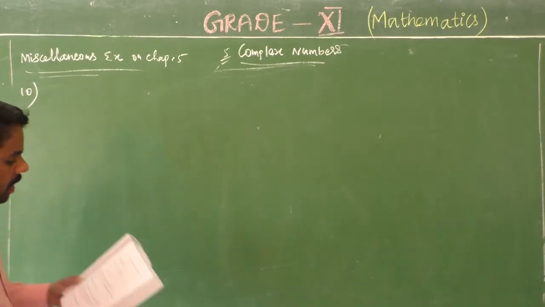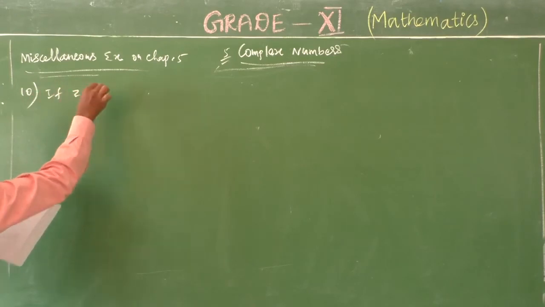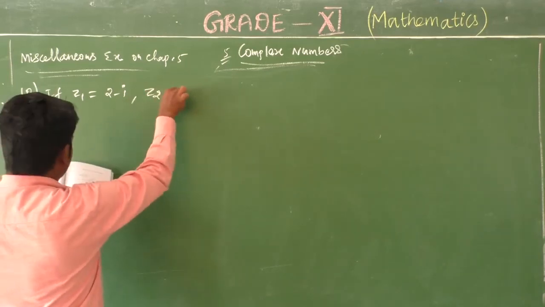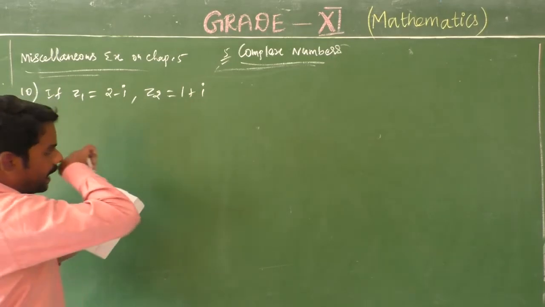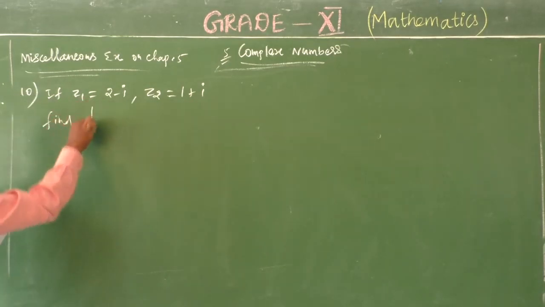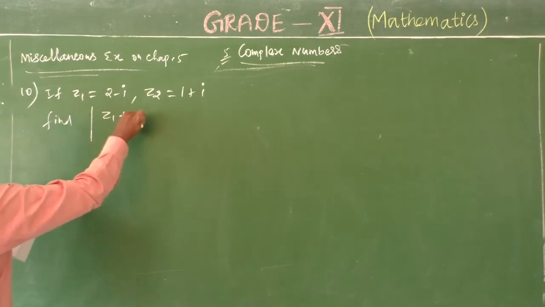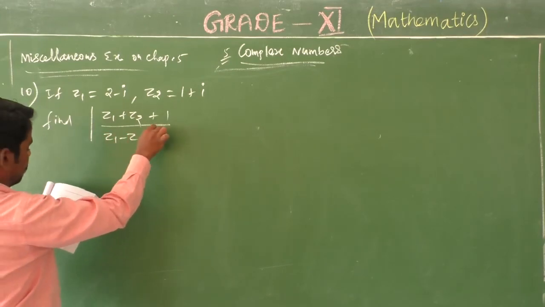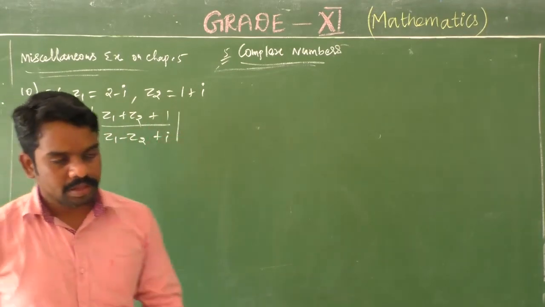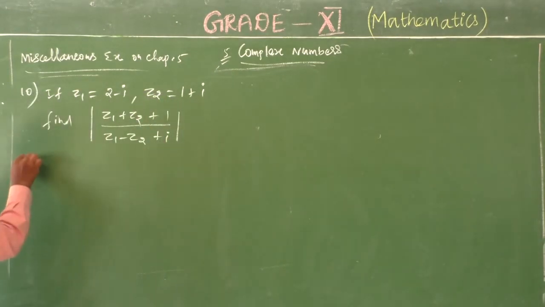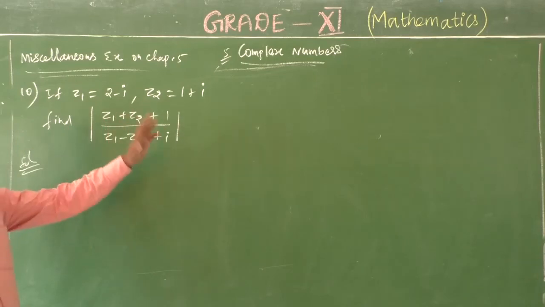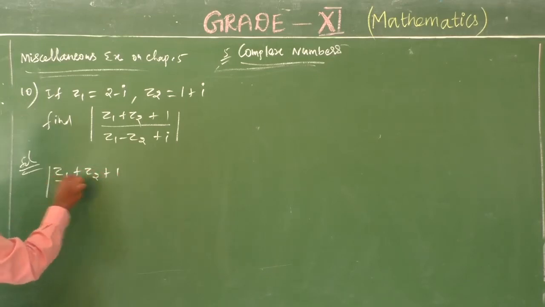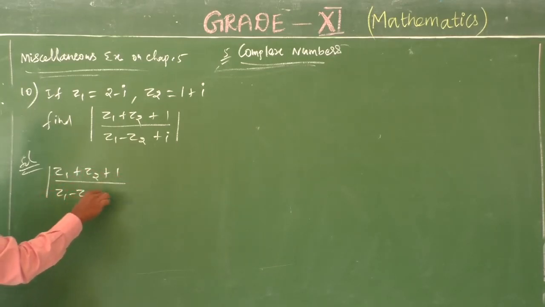If Z1 is equal to 2 minus i and Z2 is equal to 1 plus i, find the modulus of (Z1 plus Z2 plus 1) divided by (Z1 minus Z2 plus i). A simple sum. First, solution: given Z1 value 2 minus i and Z2 is 1 plus i. Substitute these two values.